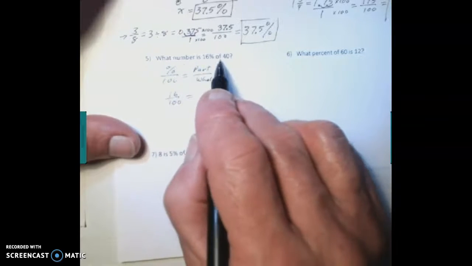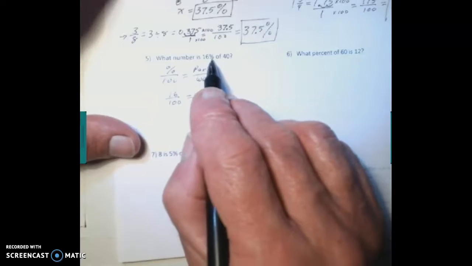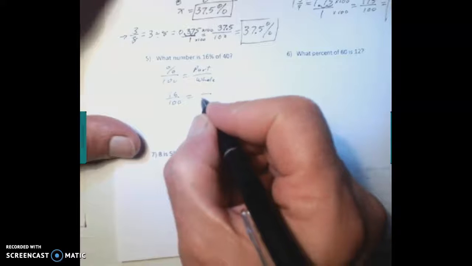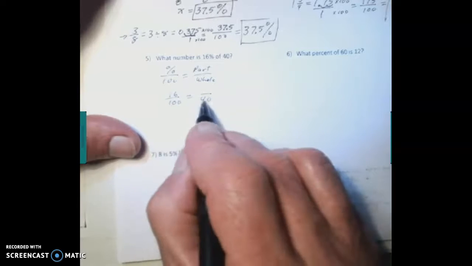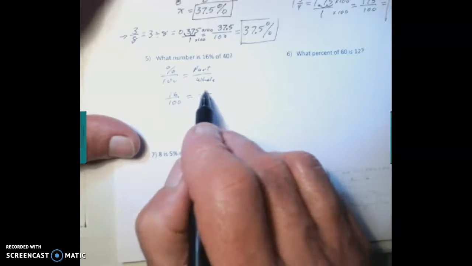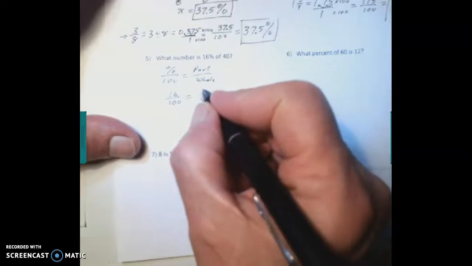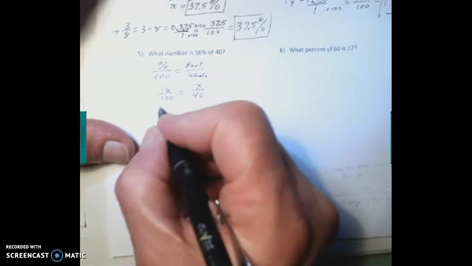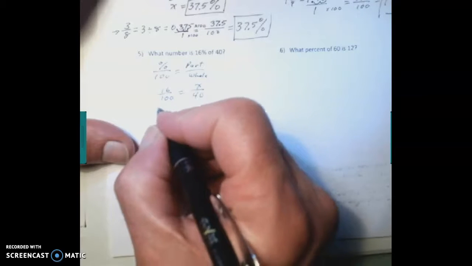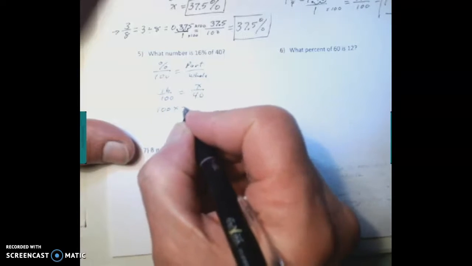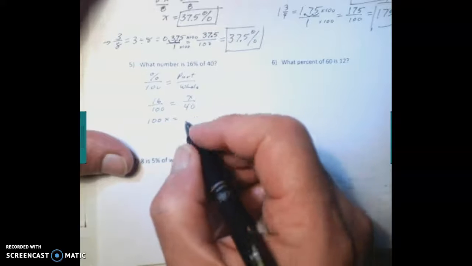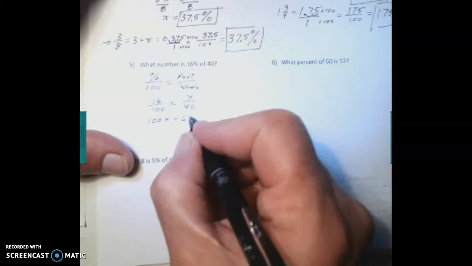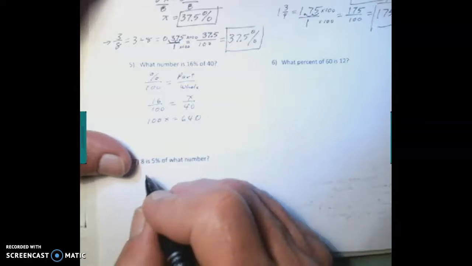Look for the whole amount next. It's after the word of. Specifically, percent of 40. 40 is our whole amount. We filled in our two pieces. We must be looking for the part. That is the number that is missing. So now, to solve this proportion, cross multiply. You do 100 times x, which is 100x. Use 16 times 40, which is 640.